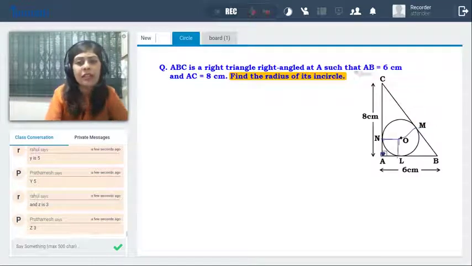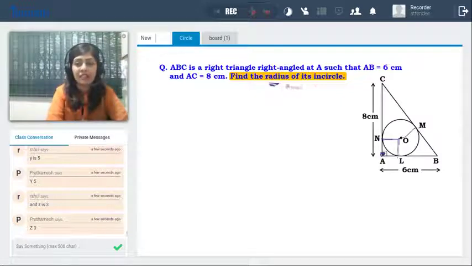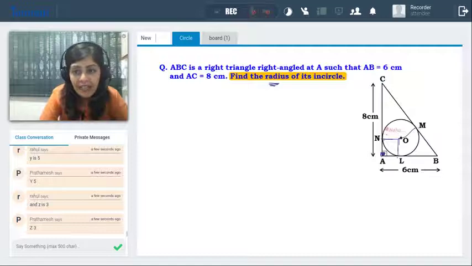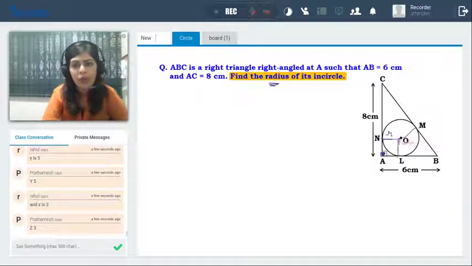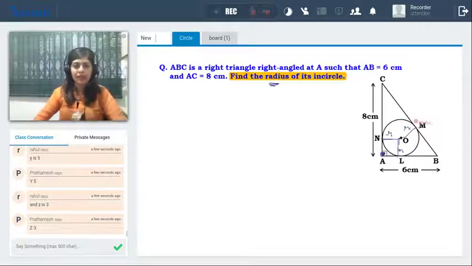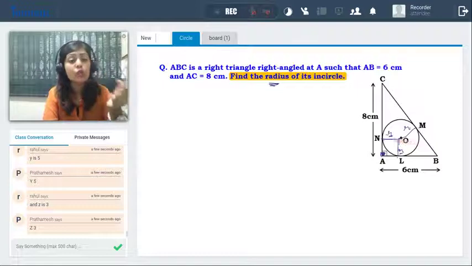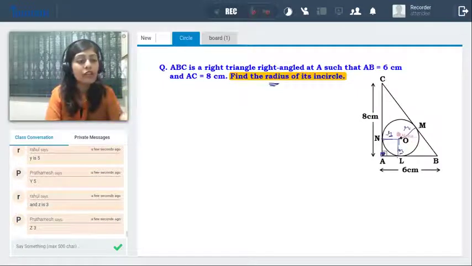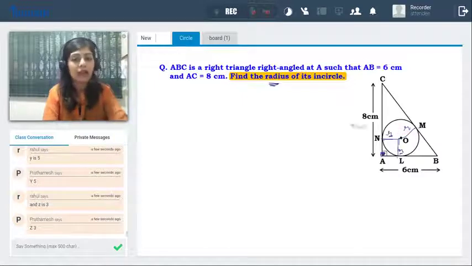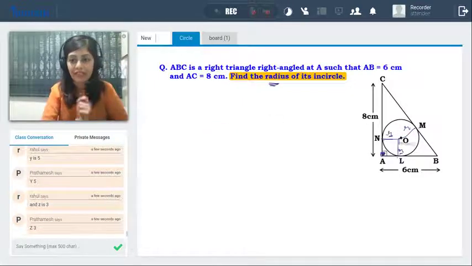Now people pay attention. They want us to find the radius of the incircle. First we are going to do reverse engineering. Radius, that means they want us to find ON, right? ON is R, OL is R, OM is also R. Students, quickly pay attention. There are two ways to solve this sum. I'm going to show you both the ways. The second way is already done out here. So I will do it the first way, and the second way I will explain it to you all.